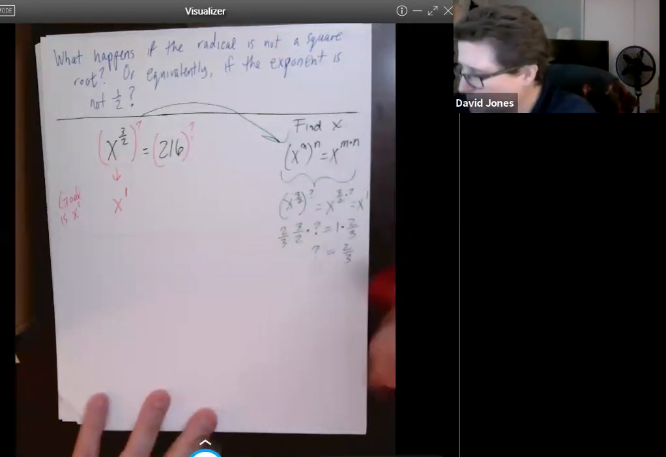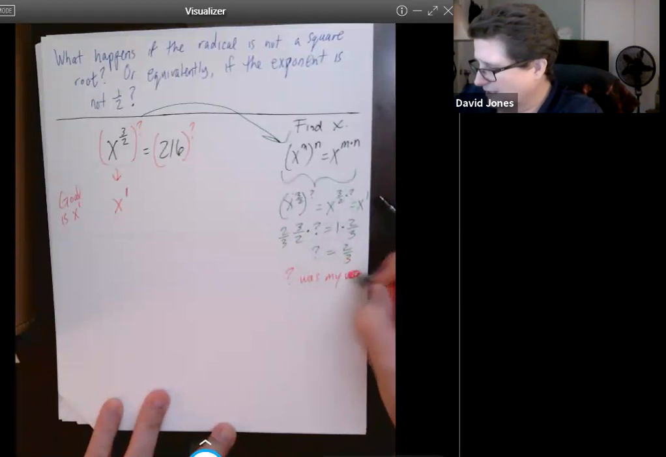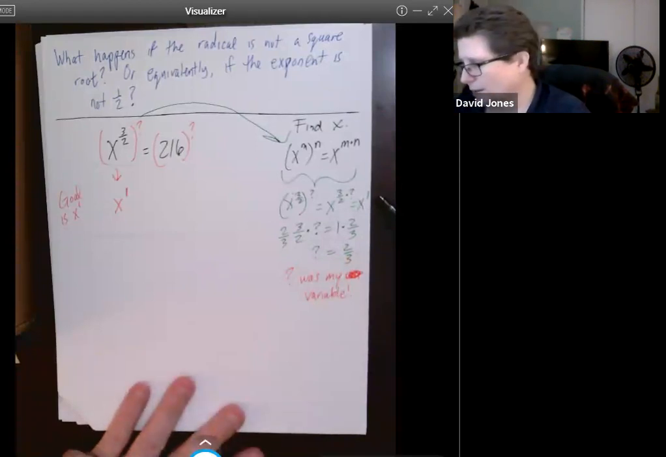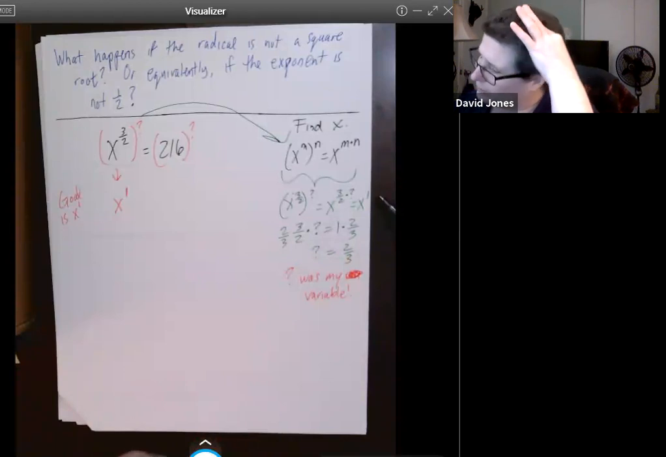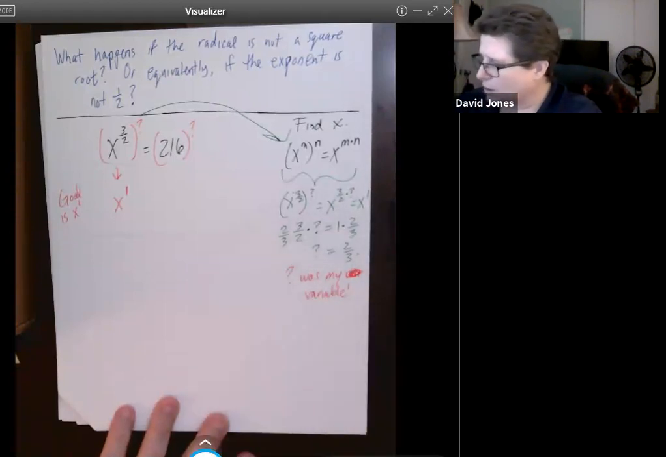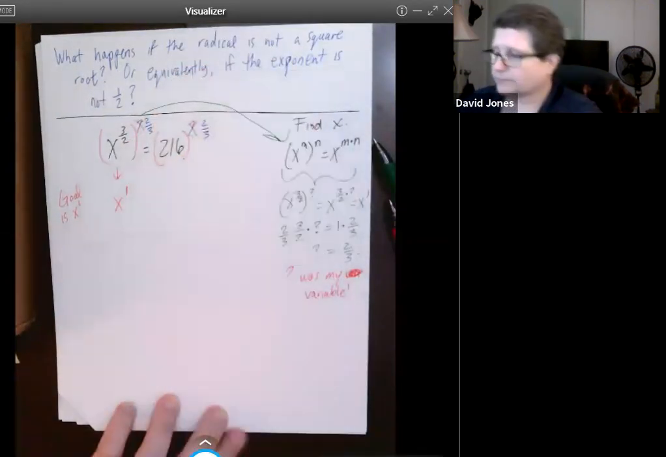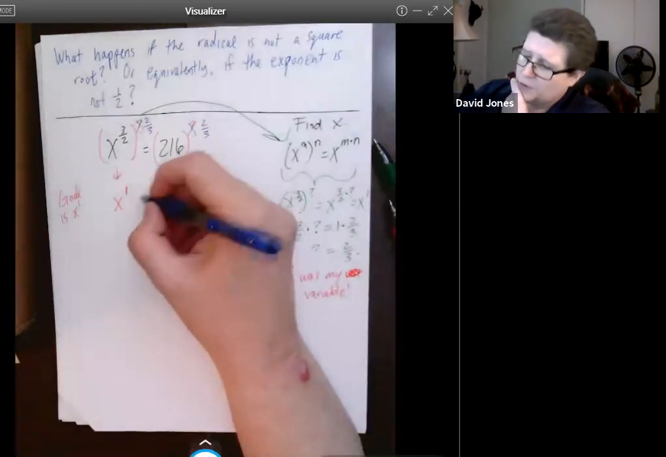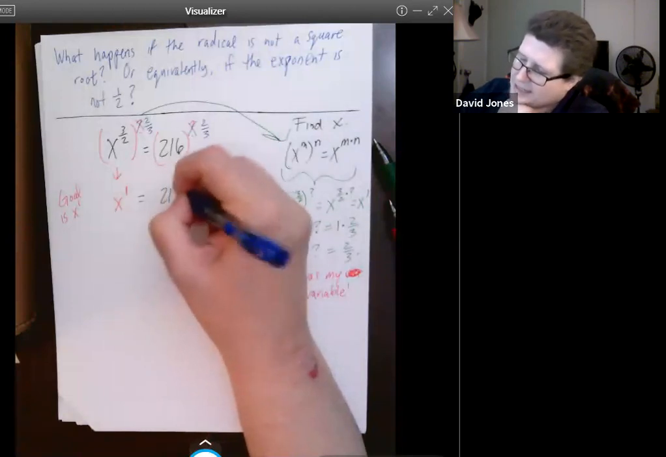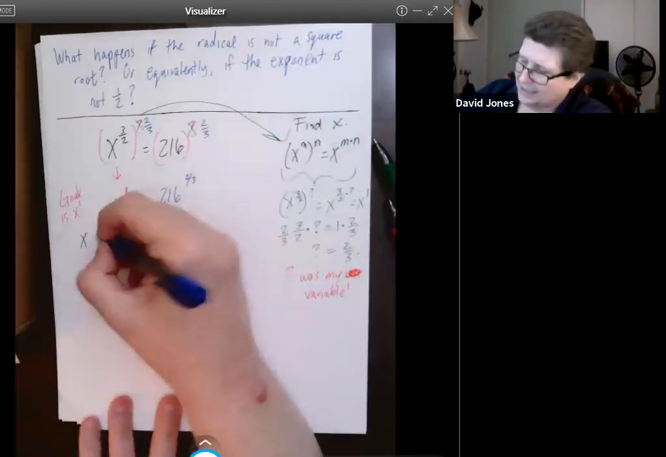Here, question mark was my variable. Nothing wrong with that, as long as you make sure it's clear that it's a variable. So what did I do? This question mark has to equal 2/3. I have to raise both sides to 2/3. So the 3/2 and the 2/3 cancel on the left. I have 216 to the 2/3 on the right. Well, what is that? That's a little rough to work with.